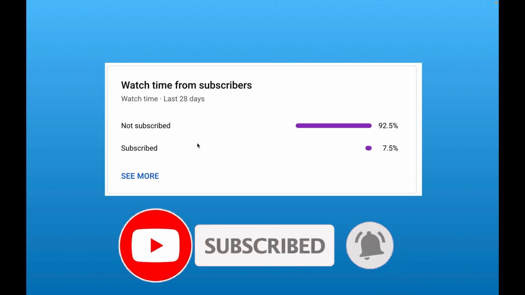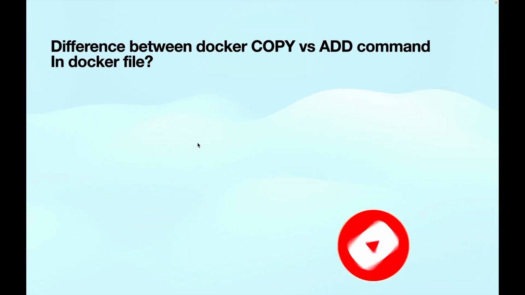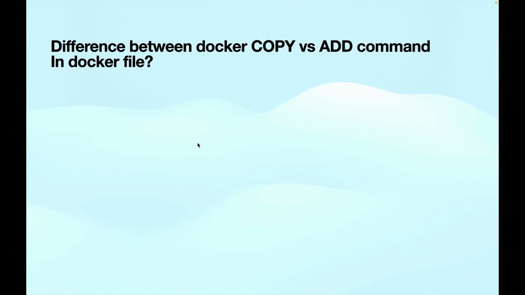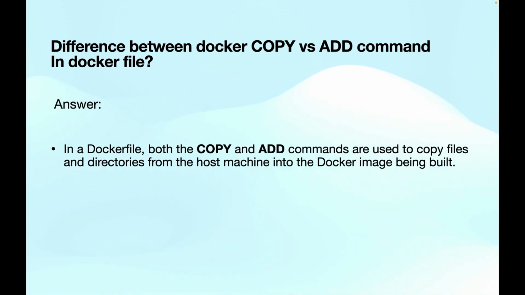Let's go to the question. What is the difference between Docker COPY and Docker ADD command in Dockerfile? So the answer is, in a Dockerfile, both the COPY and ADD commands are used to copy files and directories from the host machine into the Docker image being built.